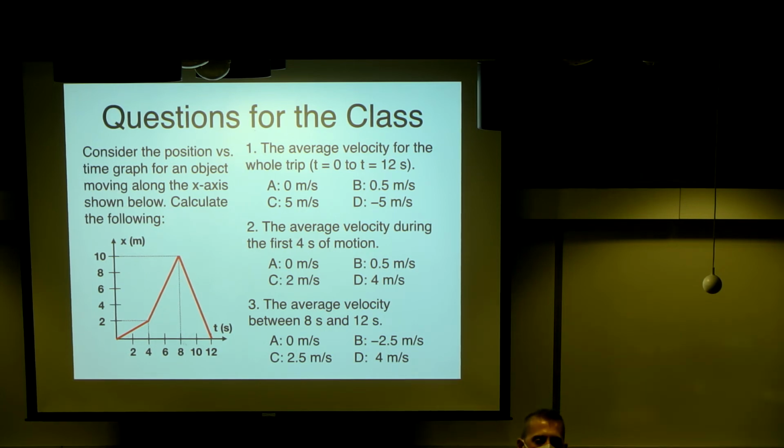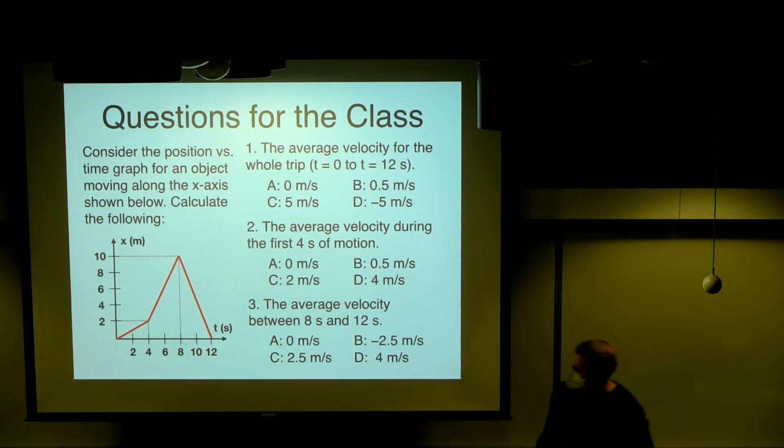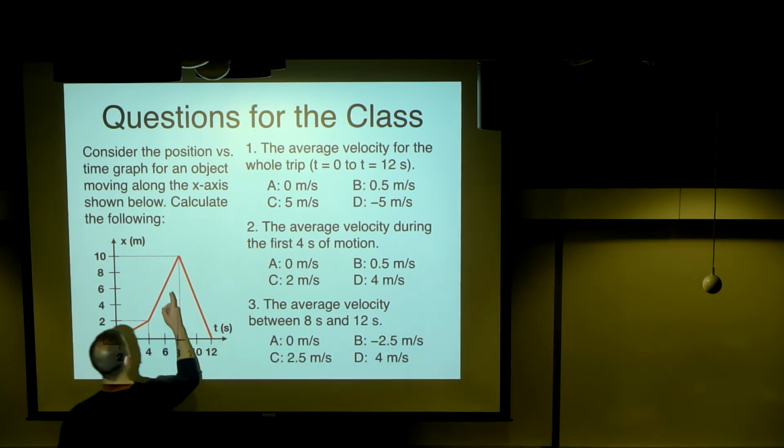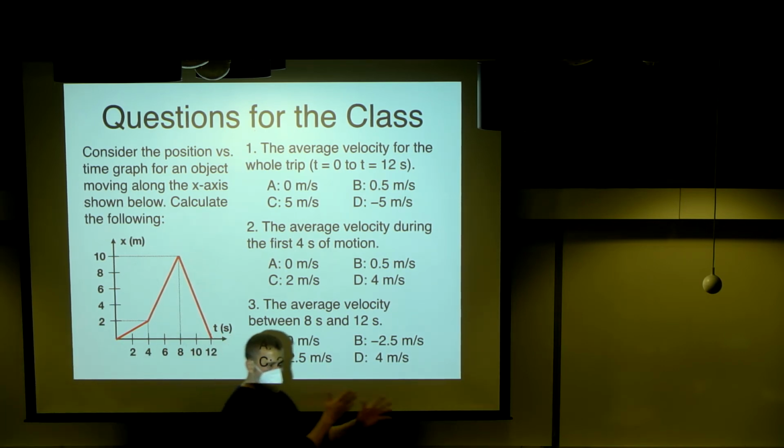So what's the answer? B. And it's negative, right? Does that make sense? The line is sloping down. It's probably what we'd expect. In other words, for the last 4 seconds of motion, our x value is decreasing. Must mean we're moving in the negative x direction.